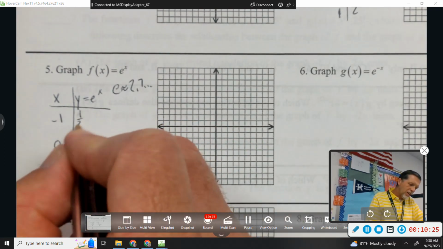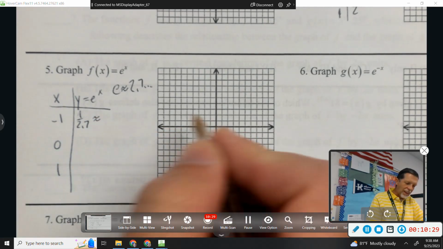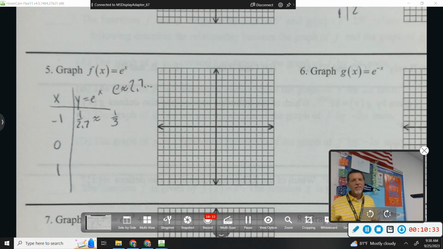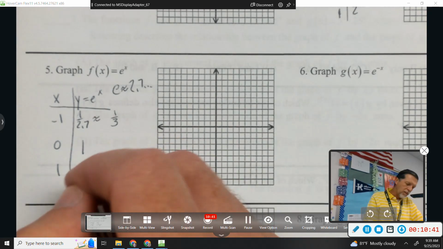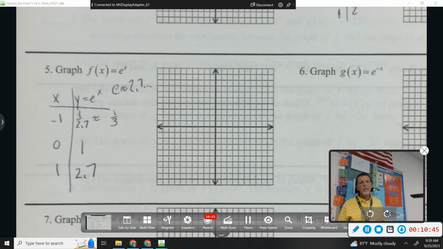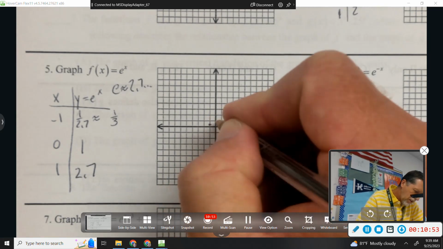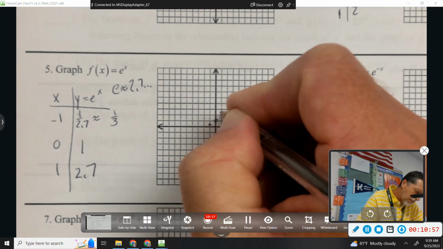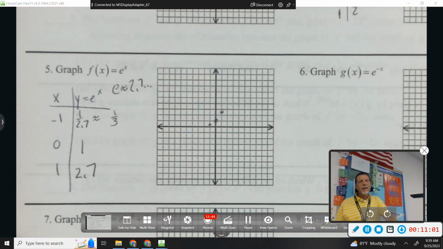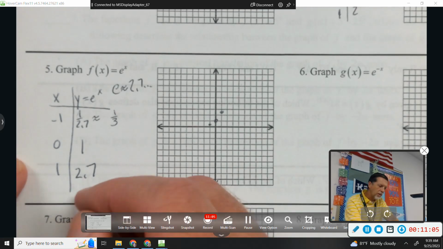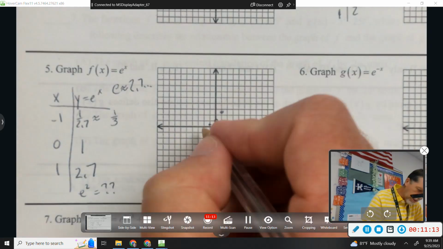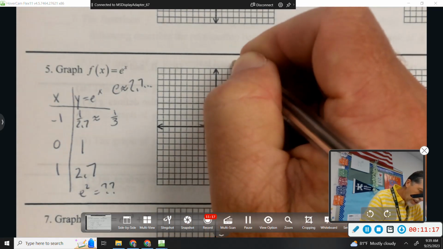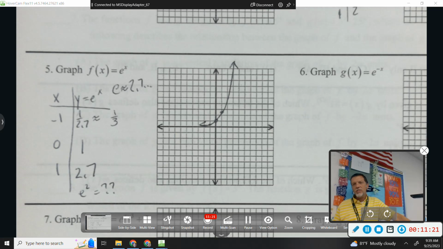So if x is negative 1, 1 over 2.7. Again, how good can you graph 1/3 on a graph that small? If we call it 1/3, that's going to be good enough. e to the 0, that's 1, so don't even need the 2.7. And then e to the first is 2.7. So it's the same stuff, it's just 2.7 is a little harder to mess with than 2. Negative 1 comma a third, 0, 1, 1 comma 2.7. And I don't think I want to do another point on this one because I don't know what e squared is. It's less than 9, more than 4, but I don't know it, so I'm just going to leave it alone. Again, I get my key points, I know the basic shape, that's good enough.